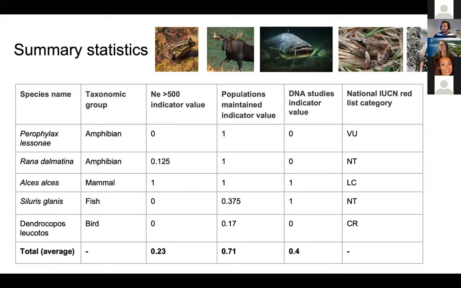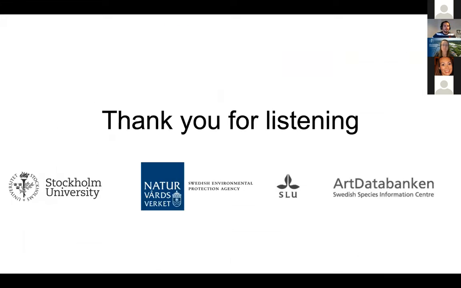The goal is to provide assessments for 100 species in this fashion. As mentioned, amphibians and reptiles are prioritized. In addition to them, the aim is to cover examples of different taxonomic groups, habitats, and threat level.